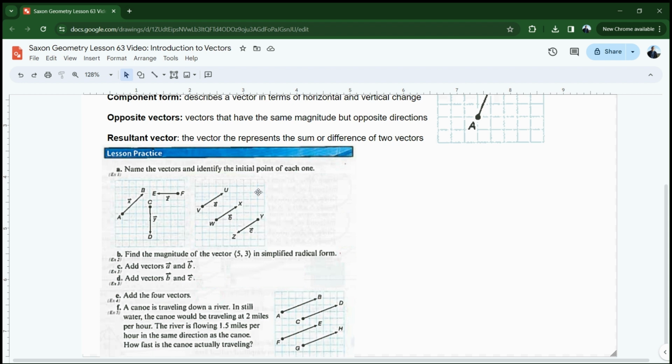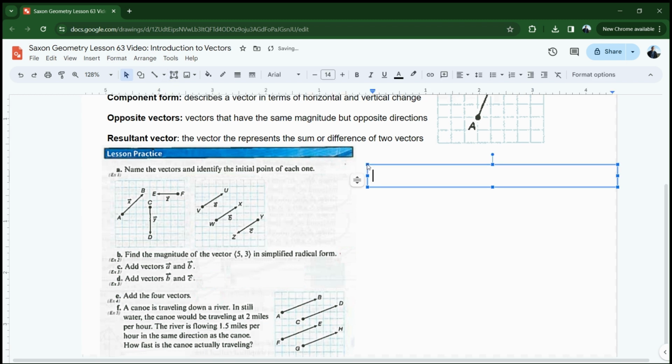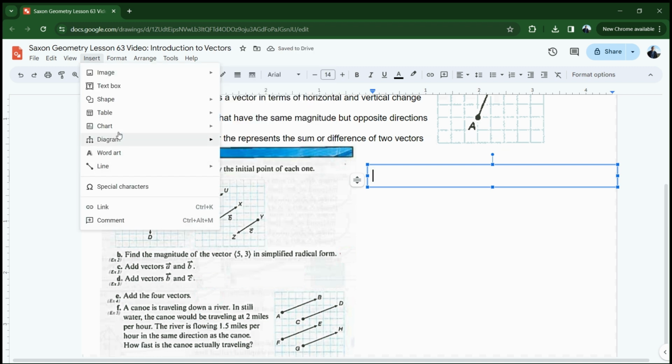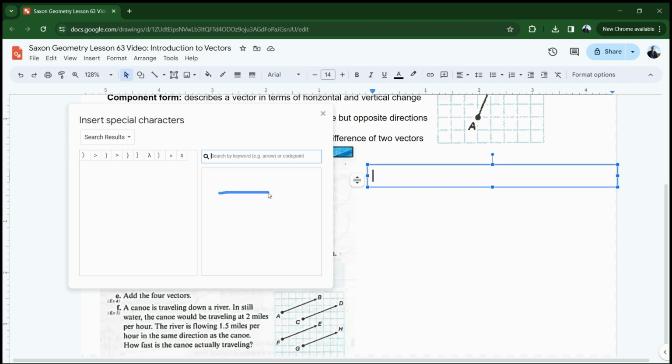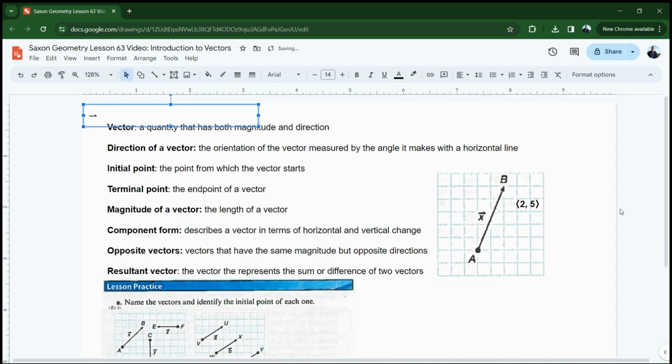All right, so first thing we need to do is name the vectors and identify the initial point of each one. Oh boy, let's see. I'm going to need to make sure I grab a symbol here. So I'm going to go to insert, and I'm going to insert a special character. And let's see if we can find the vector character that looks like that. And it's going to be this one, okay? Notice it gives it sort of a weird name. Now, what I need to do with this is every time I write a vector, I need to put that symbol over the top here because that's how I express a vector. And I'm going to be very careful in this lesson about doing that correctly.